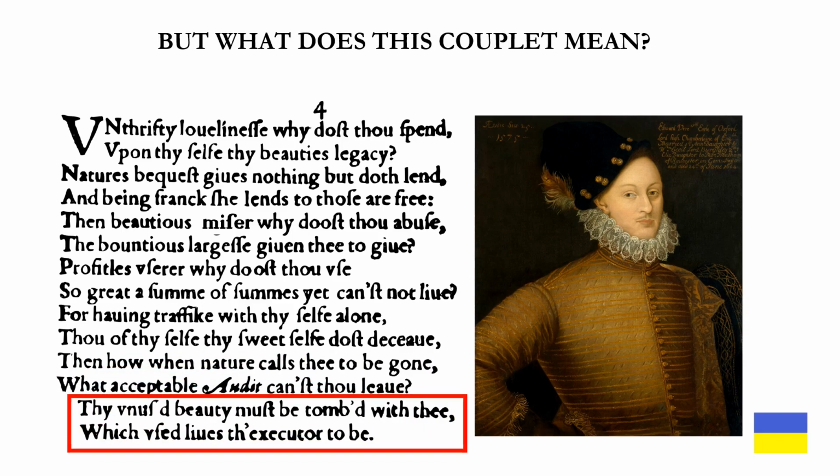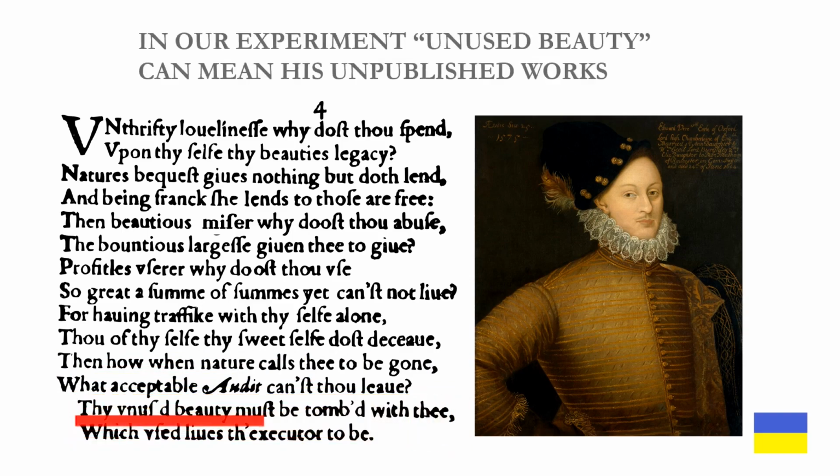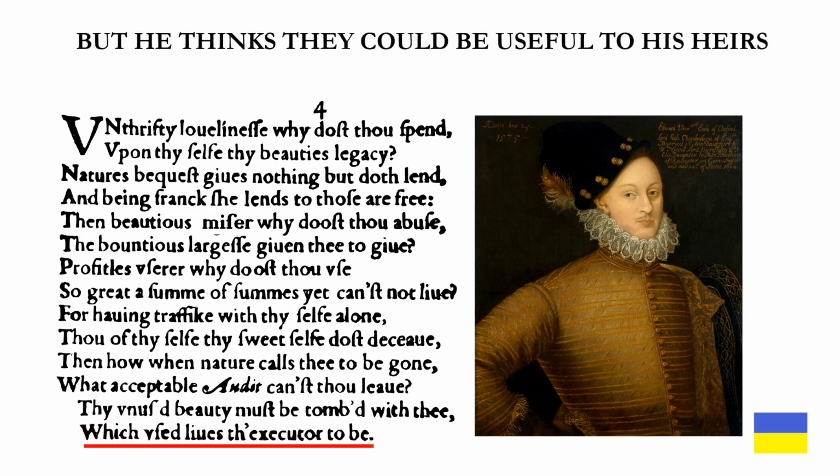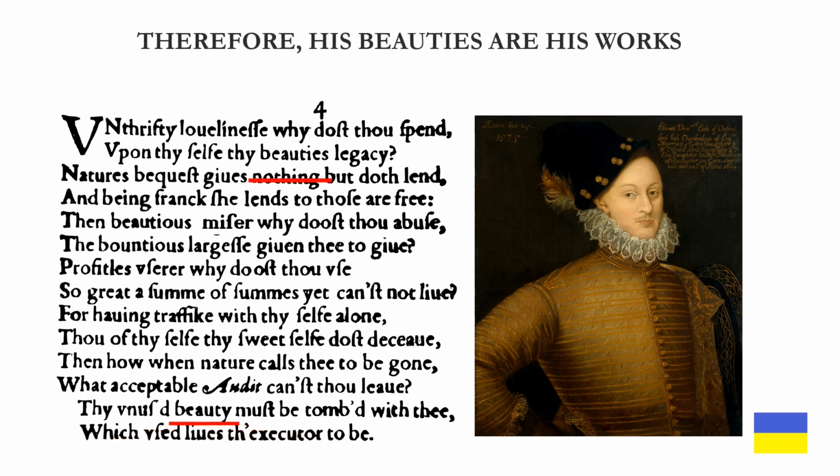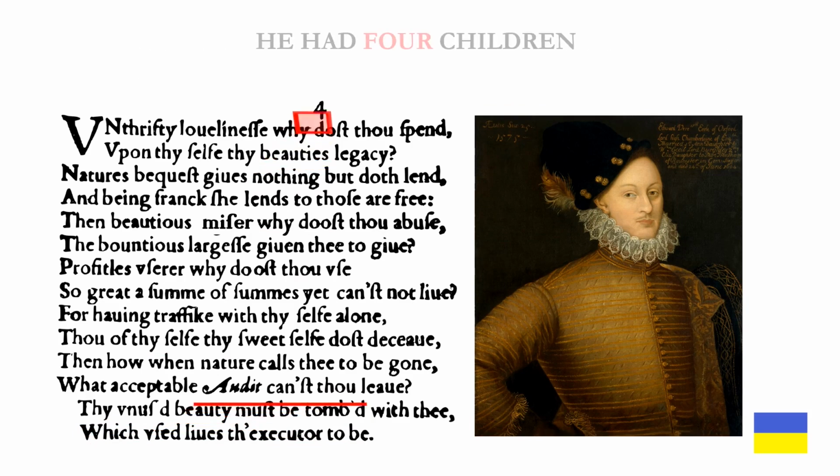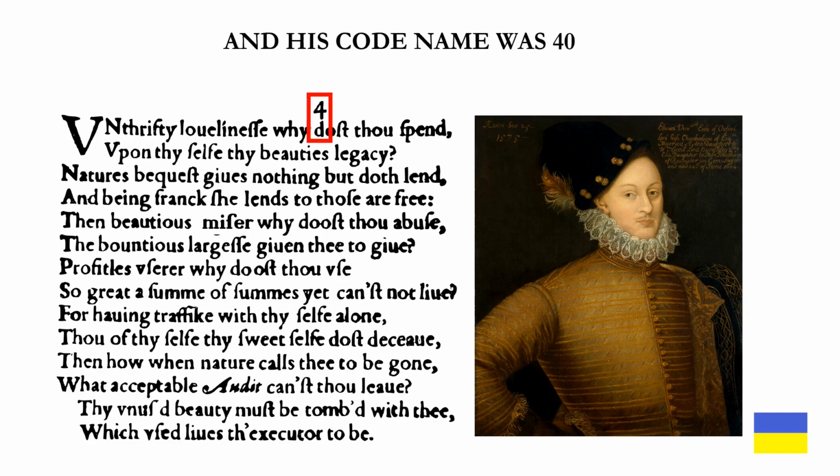But what does this final couplet mean? In our experiment, unused beauty can mean his unpublished works. But he thinks they could be useful to his heirs. Therefore, his beauties are his works. Finally, he had 4 children, 3 by his first wife and 1 by his second. And his code name at court was 40.